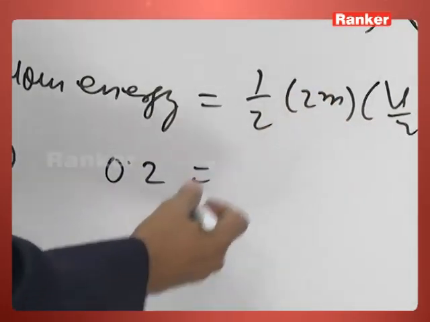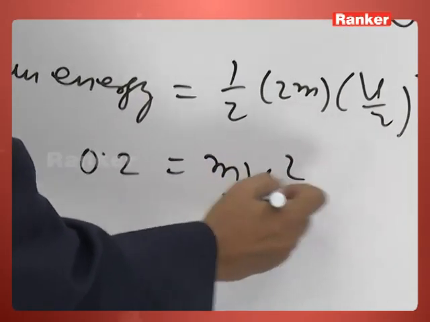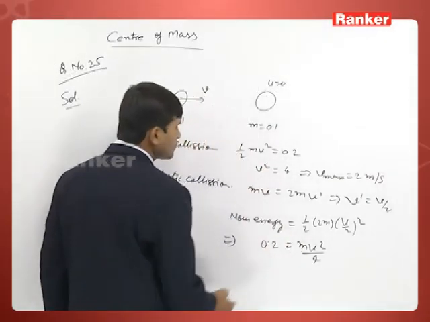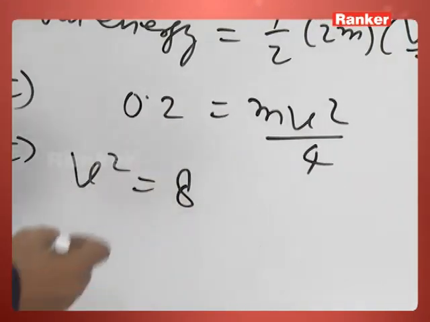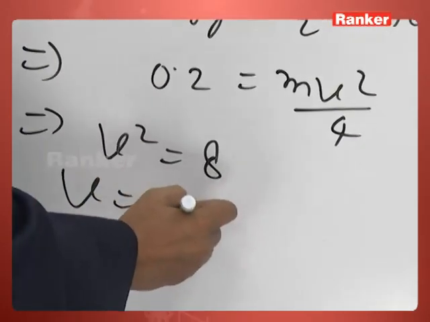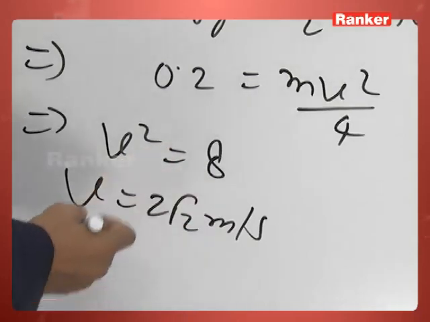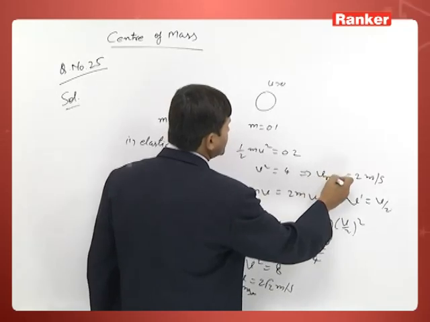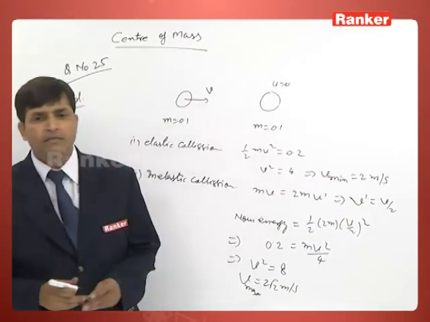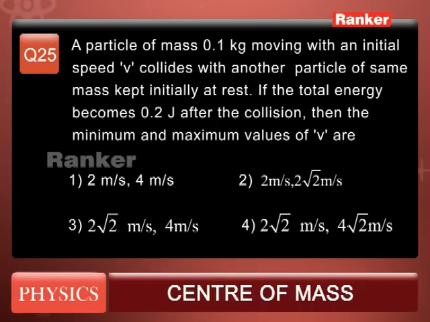which can be written as mv square by 4. M is 0.1. The v square is equal to 8. The v is equal to 2 root 2 meter per second. So here we can say velocity maximum is 2 root 2 meter per second and minimum velocity is 2 meter per second. So our correct option is option number 2. So hence answer 2 is the correct option. Minimum velocity 2 and maximum velocity 2 root 2 meter per second.